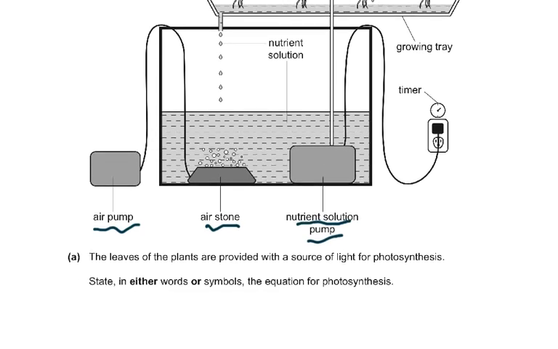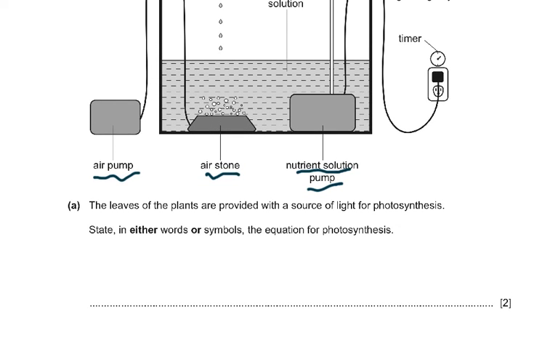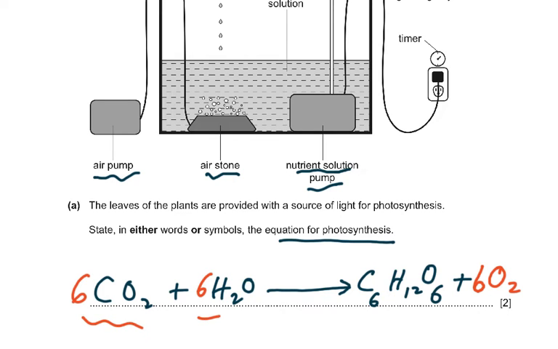Then we come on to the question A. The leaves of the plants are provided with a source of light for photosynthesis. State in either words or symbols the equation for photosynthesis. Now that's a very direct question. Everybody knows that, I'm sure, and you all can do that part of the question. So you give me the equation 6CO2, 6H2O, C6H12O6 gives you 6O2, and you got your 2 out of 2 in this part of the question.